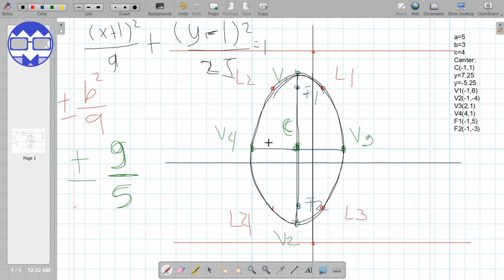Okay, so that is the graph of our ellipse using the intuitive way. This kind of method needs practice. For example, if you're not familiar yet with the elements, you also need to practice the step-by-step method.